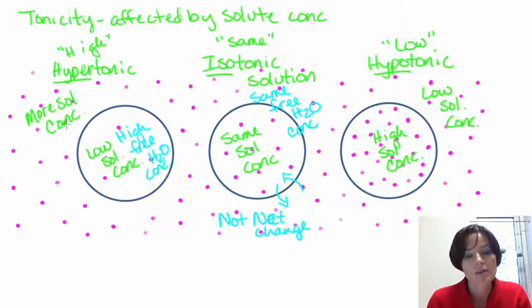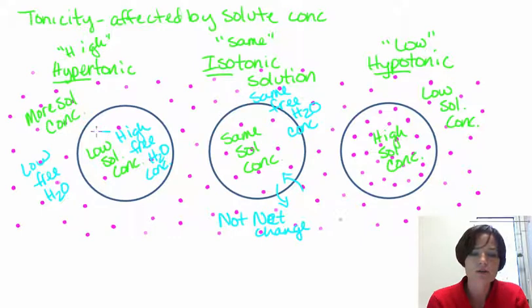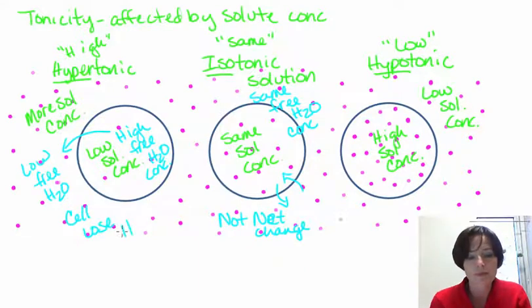And that would be compared to what we have outside. So if in here we have less solute, we're going to have higher free water, but out here we have more solute, so we're going to have lower free water. And the reason for that is that the solute is going to be binding up the water molecules. So water goes high to low, so the water is going to be moving out, which means in this particular example, the cell loses water. So it's going to shrink up and get smaller.